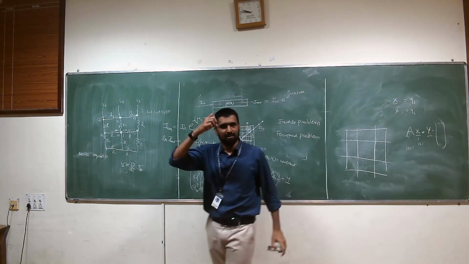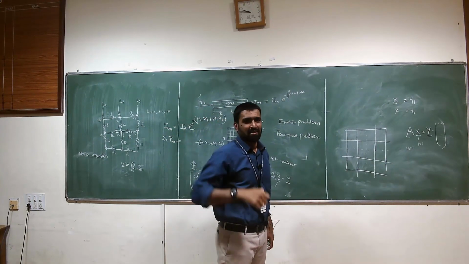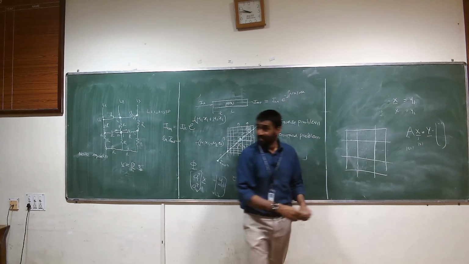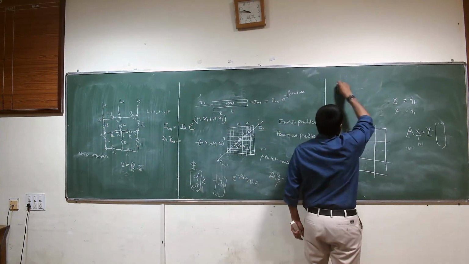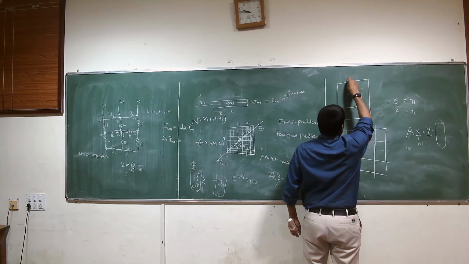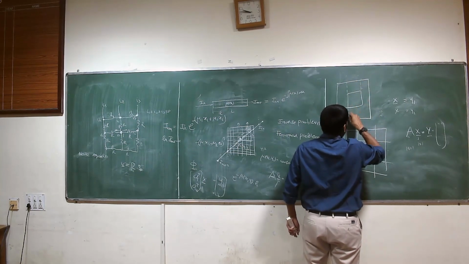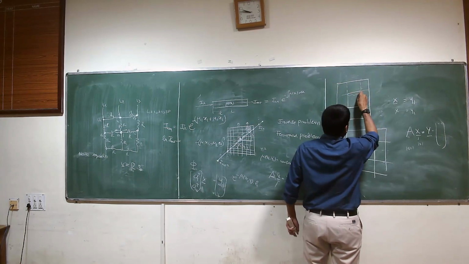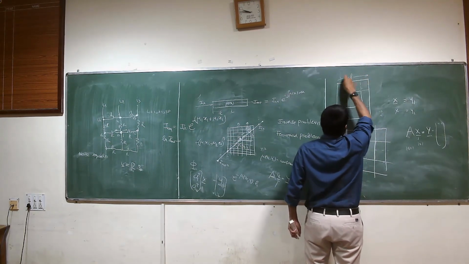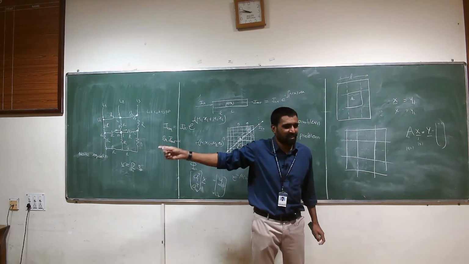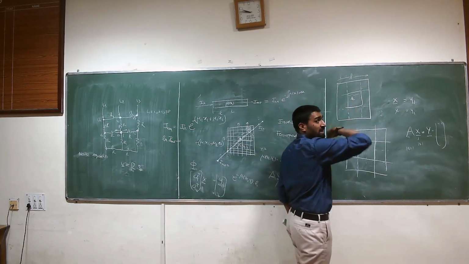Okay, is that clear? The way I've drawn it, this is a square. There is a square inside. The length of this, if this is L, this is L by 2. Maybe I should have made that explicit. This is L by 2. I'll change that.